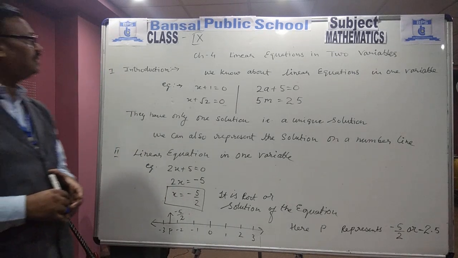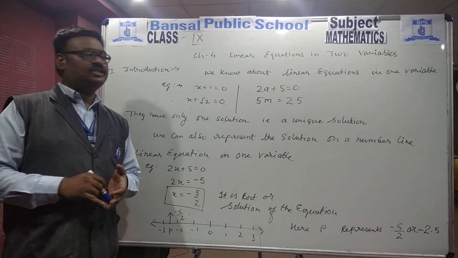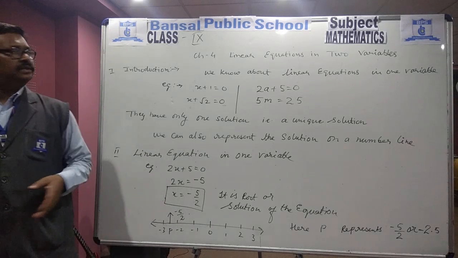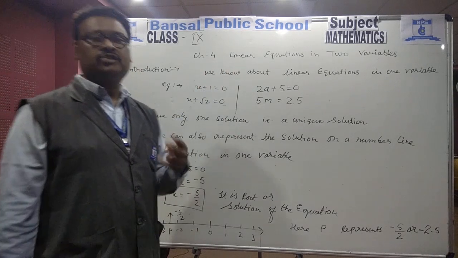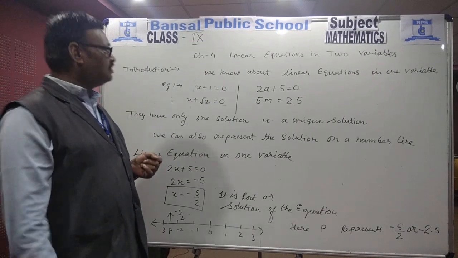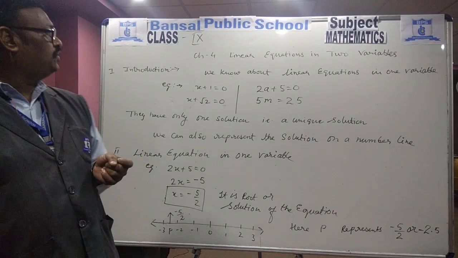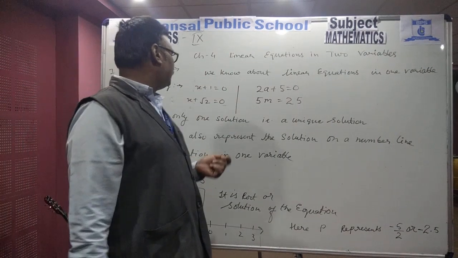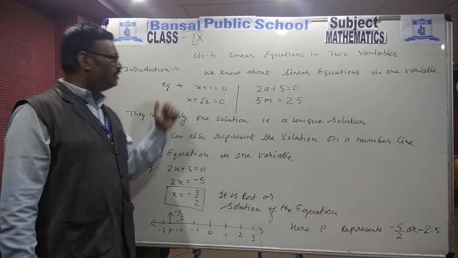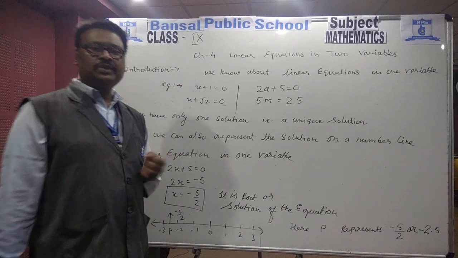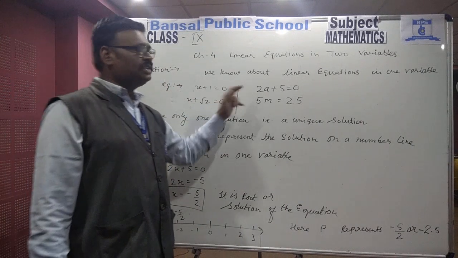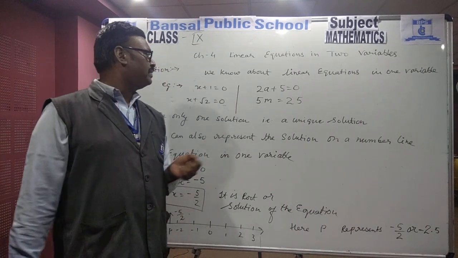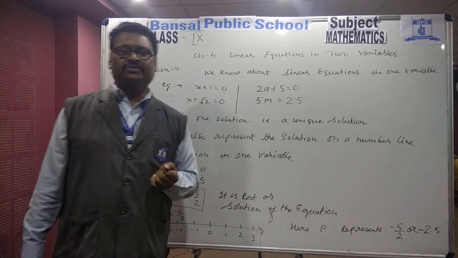Today we are going to discuss the introductory part of chapter number 4, that is, linear equations in two variables. So let us have some basic introduction. You all know about the linear equation in one variable. Let us see some examples: x plus 1 equal to 0, x plus root 2 equal to 0, 2a plus 5 equal to 0, and 5m is equal to 25.